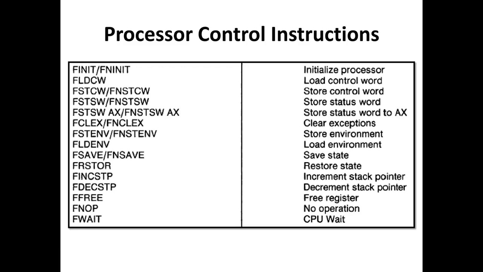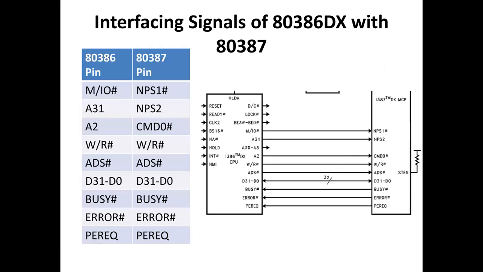FINCSTP increments the stack pointer. FDECSTP decrements the stack pointer. FFREE frees the register. FNOP is no operation. And FWAIT puts the CPU in a wait condition.